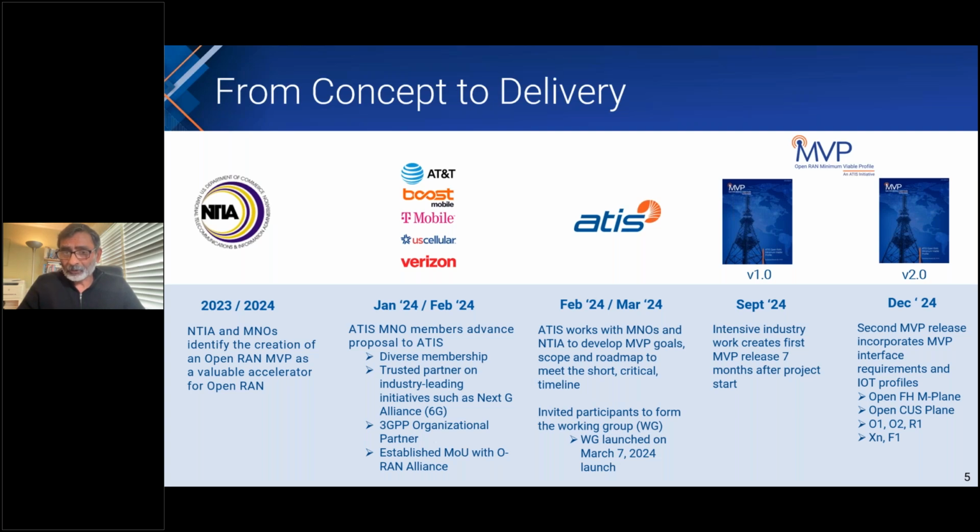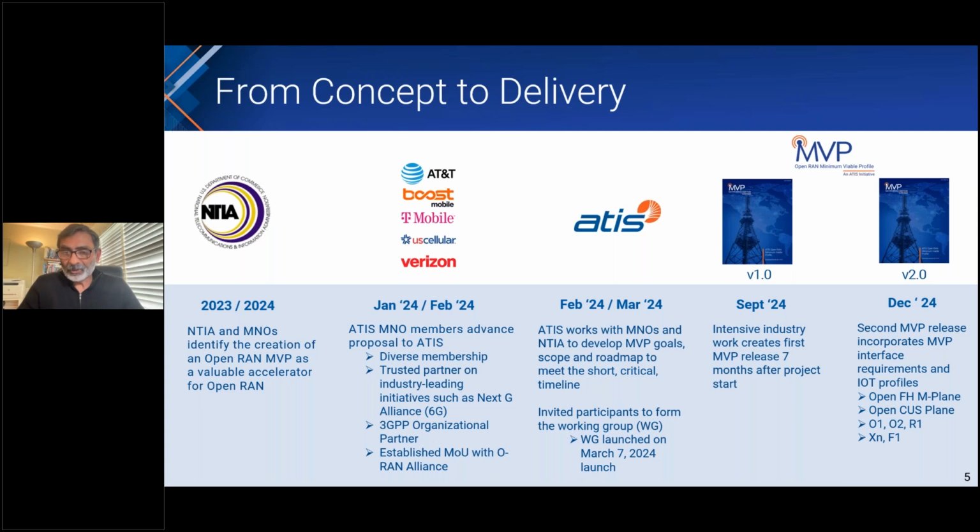The group continued to work on the interface requirements and the selection of a subset of IOT profiles with respect to the various interfaces that were identified as part of the baseline architecture. They continued that work from September until December, which resulted in version 2.0. So think of version 2.0 as a continuation of version 1.0, where the version 1.0 document has been supplemented with interface requirements. It was a pretty intense activity.